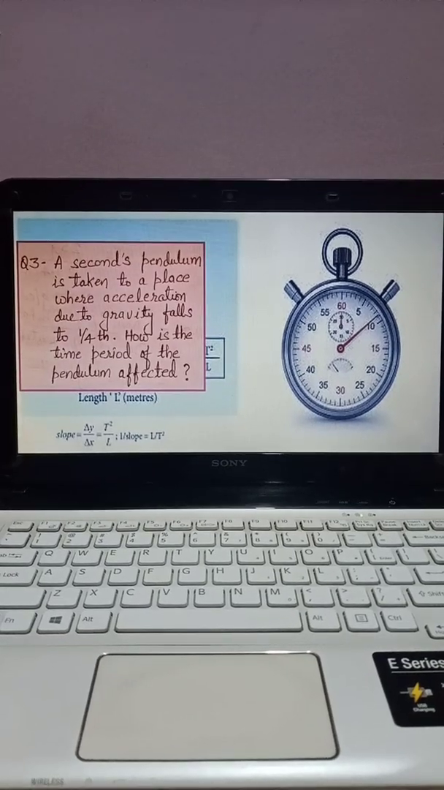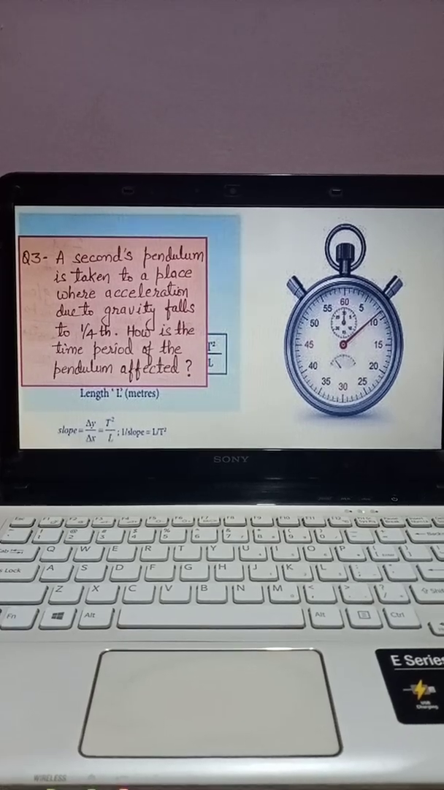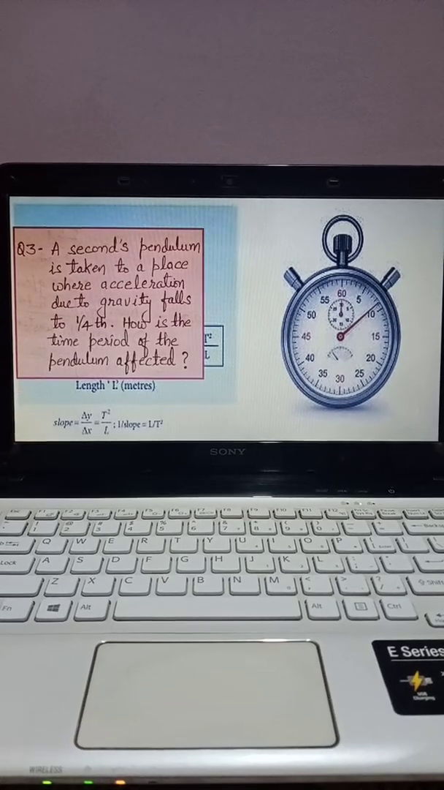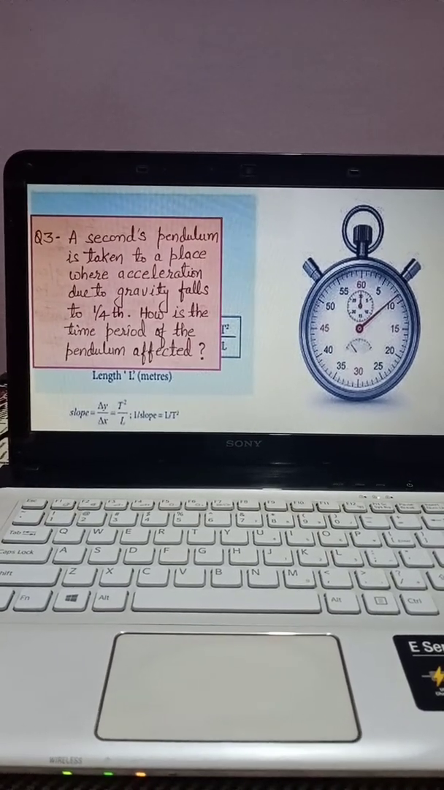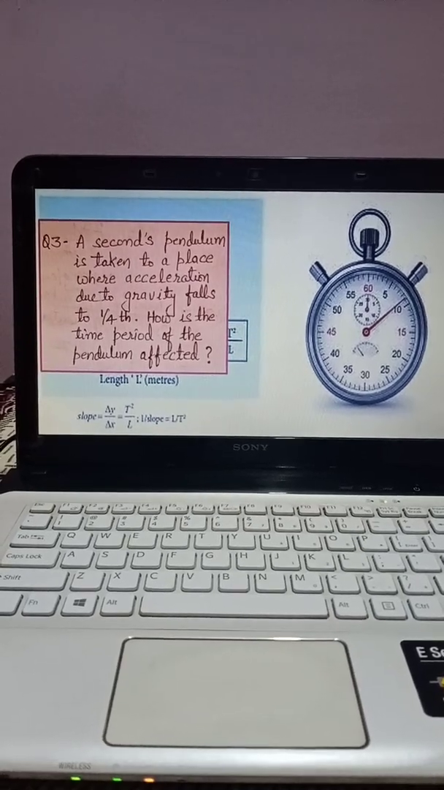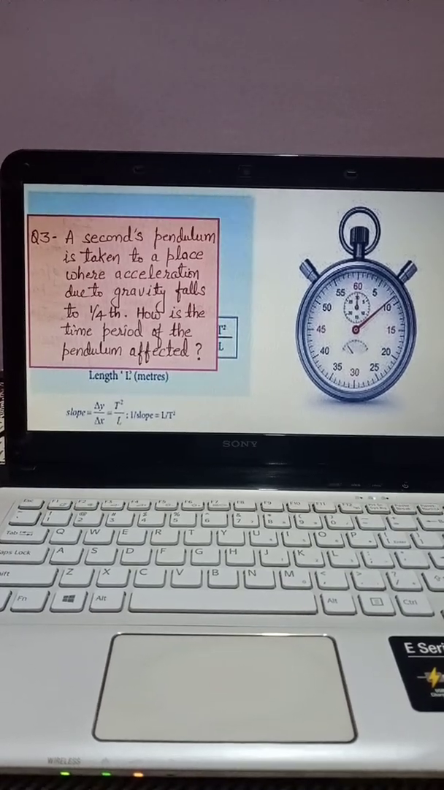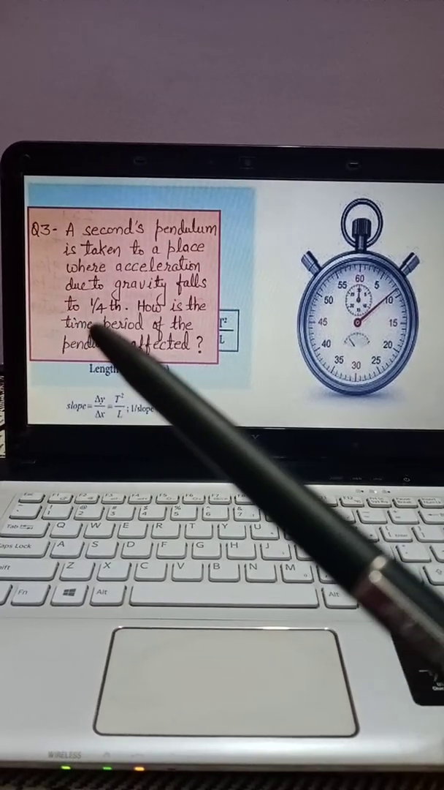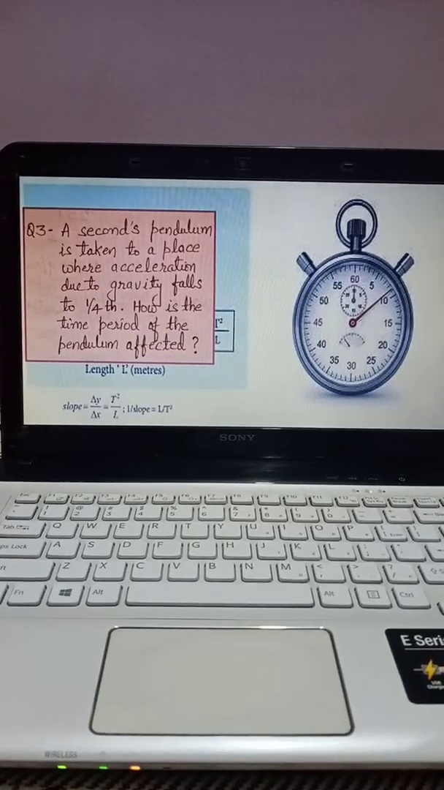So next numerical. Here we have: a second pendulum is taken to a place where acceleration due to gravity falls to 1 by 4th. How will the time period of the simple pendulum be affected? This question says that there is a second pendulum, and we know what a second pendulum is. A second pendulum is a kind of simple pendulum which takes 2 seconds to complete one oscillation. When such a pendulum is taken to a place where the gravity falls to 1 by 4th, we have to find the new time period of this same pendulum.